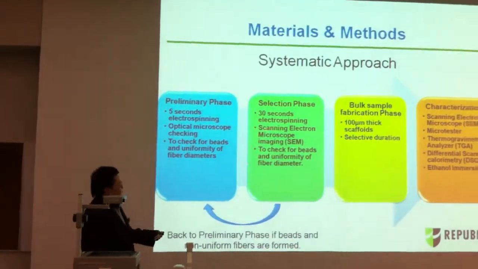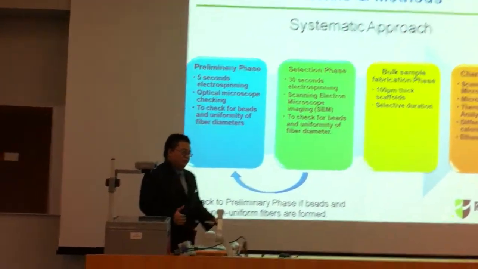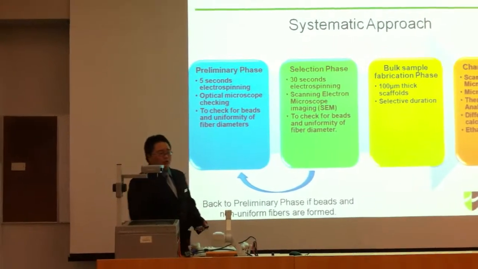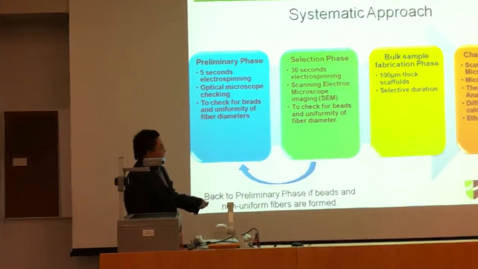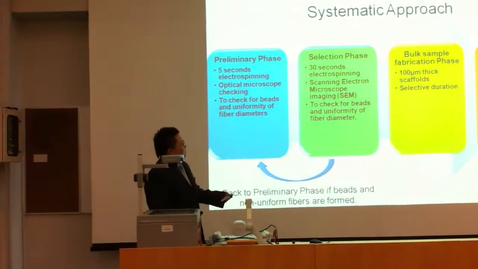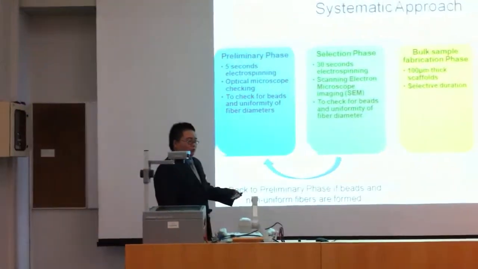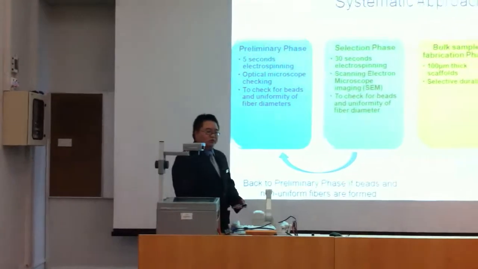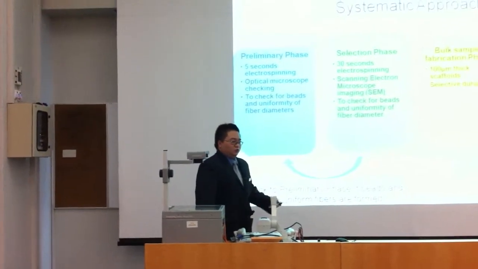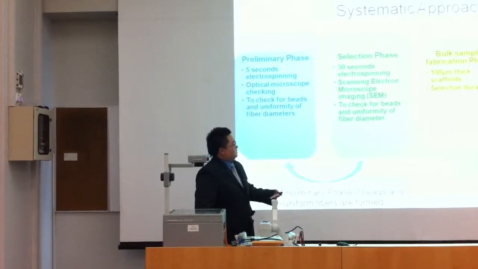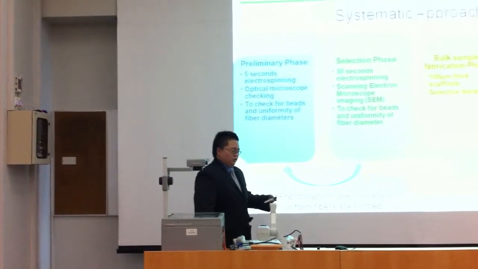So from here, after thorough selection, only three sets of process parameters from the initial 27 process parameters will then be selected for the bulk sample fabrication phase, which will be electrospun into 100 micrometer thick scaffolds with selective duration. And these 3 scaffolds will then be used for the characterization using various test equipment and tests.